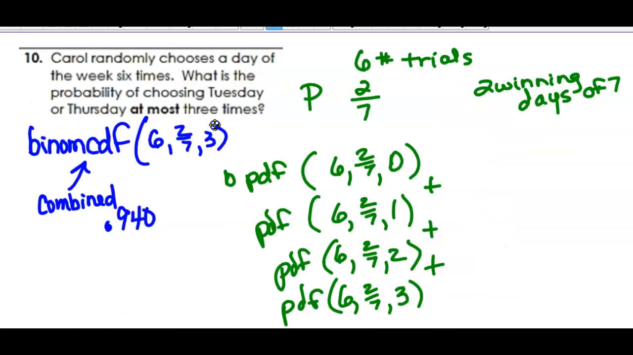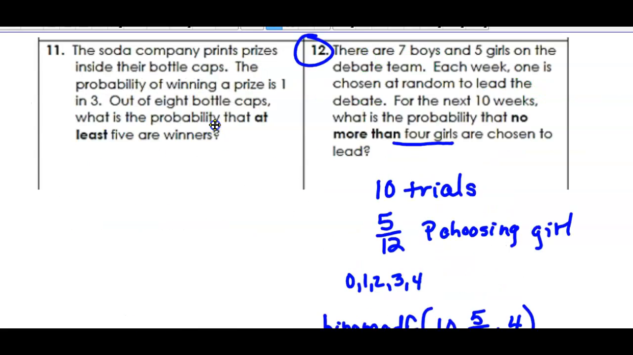All right, one more of these. The soda company prints prizes inside their bottle caps. The probability of winning is 1 in 3. So the probability of success is 1 in 3. Out of 8 bottles, so we're doing 8 trials. What is the probability that at least 5 are winners?